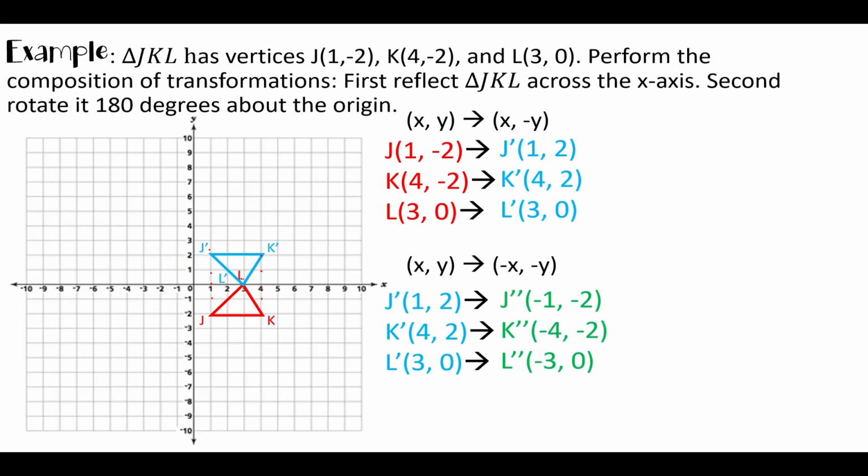which means that J prime to J double prime becomes -1, -2, K prime to K double prime becomes -4, -2, and then L prime to L double prime means that we have -3, 0. And that's how we would plot our ordered pairs. I would plot J double prime at -1, -2, -4, -2 for K double prime, and then -3, 0. So our final resulting image would be the green image right there in quadrant 3.